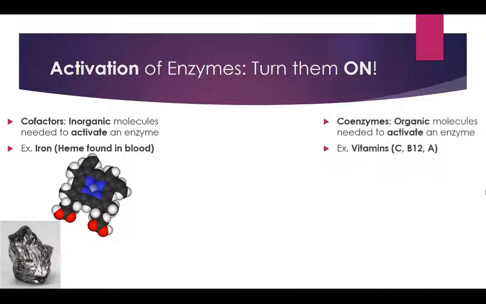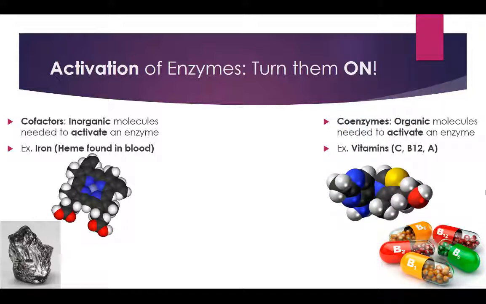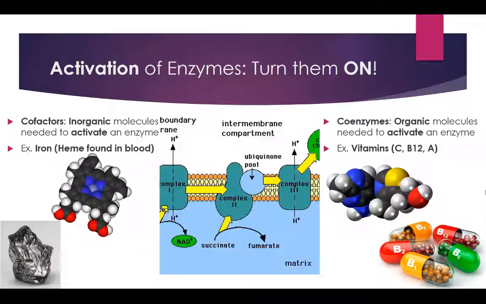Other things we need are coenzymes. Coenzymes are just small organic molecules that we need to help the protein, the enzyme, get the right shape. Things like vitamins. Vitamins B12, and C, and A, and E, and all the other fun letters, and K, and whatever you have for vitamins. They help it have the right shape. So why is that important?